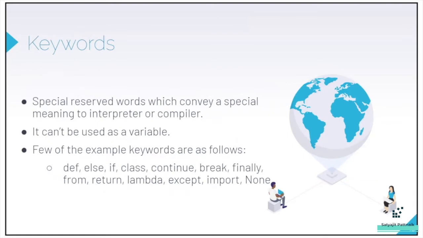Keywords are special reserved words which convey a special meaning to the interpreter or compiler. They cannot be used as a variable name. Now obviously these are the basics of Python. As and when we get started with the direct coding sessions, or the advanced topics, we shall be using these keywords more often. So as and when we use them, I will let you know that these are keywords. A few example keywords are as follows.